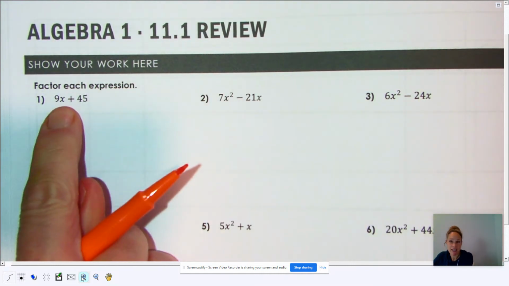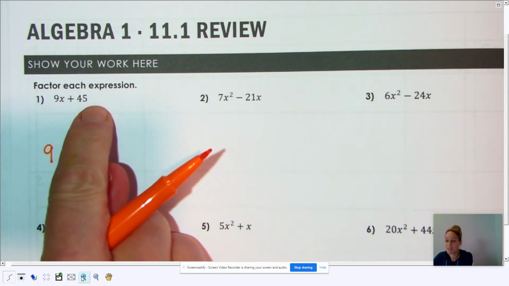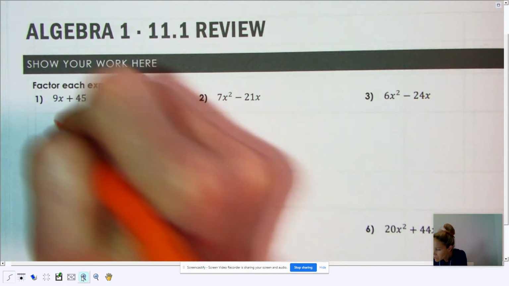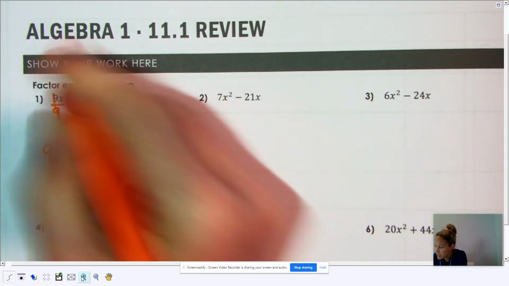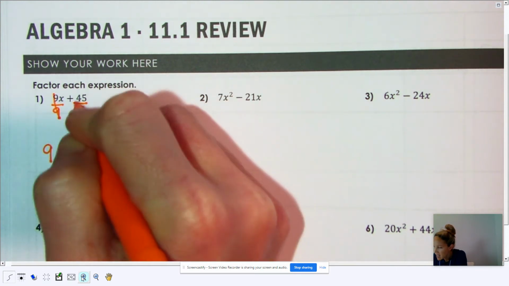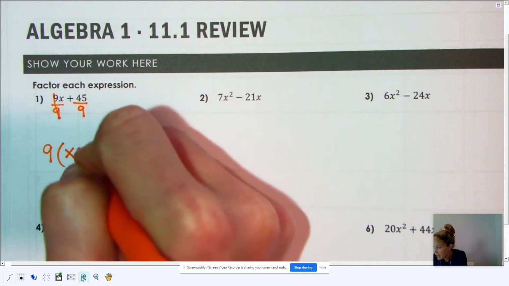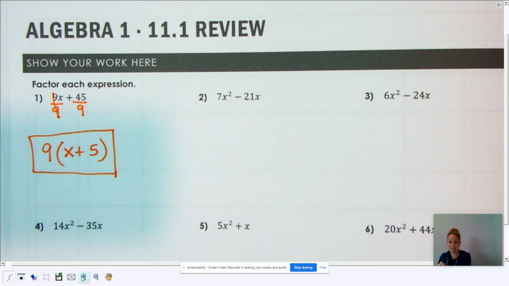Then I want to also check for x's. Do they have any x's in common? This has 1. This one doesn't have any. So I can't pull out the x's. I'm just dividing out the 9. So we want to put what's left. If I'm pulling out the 9, all I have left is the x. And then 45 divided by 9 is 5. So that's going to stay on the inside. That's it for number one.